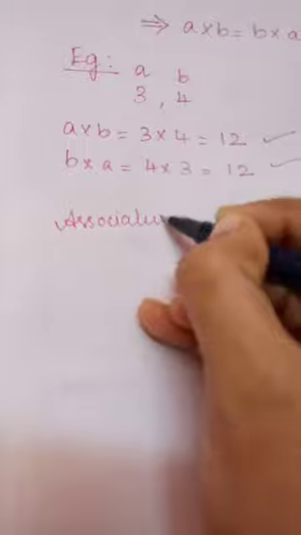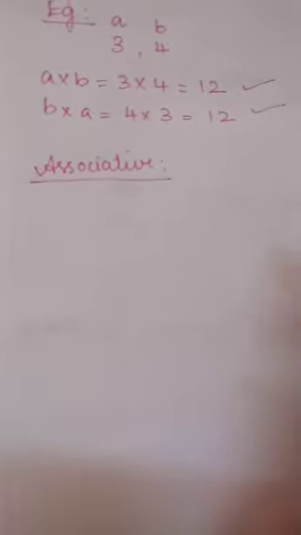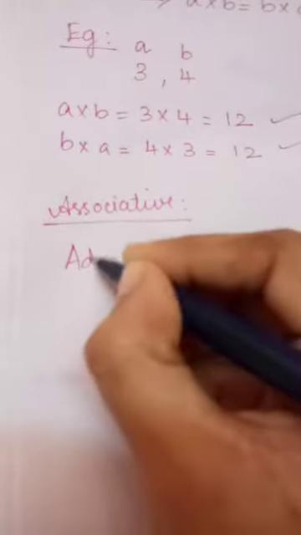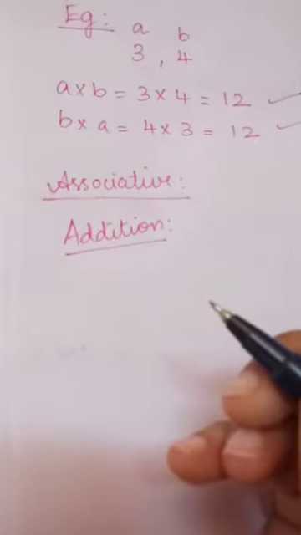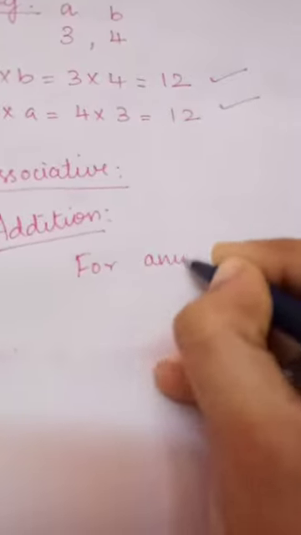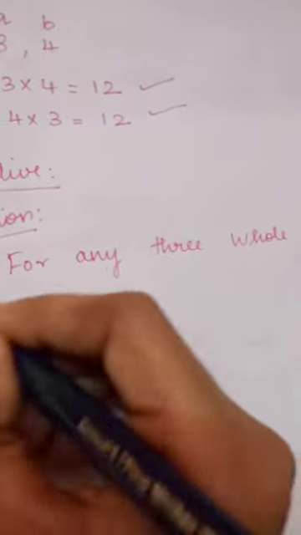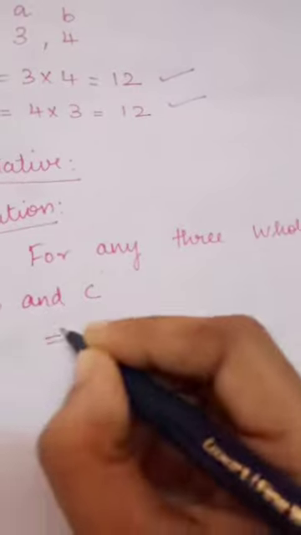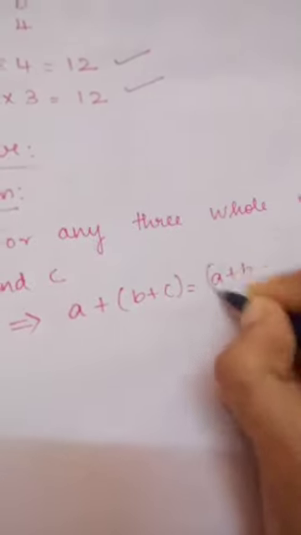Next property is the associative property. Associative property also is satisfied under addition and multiplication. So first is our addition. In the associative property, we are going to take three whole numbers. So for any three whole numbers A, B and C, our condition is A plus B, plus C, equal to A plus, B plus C.